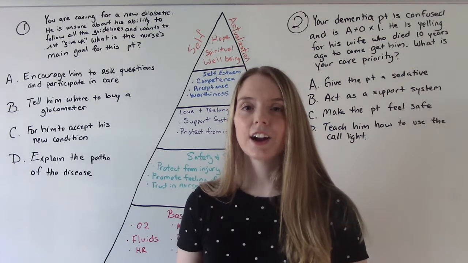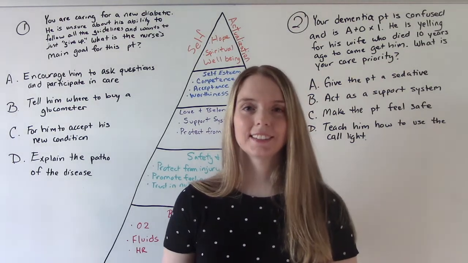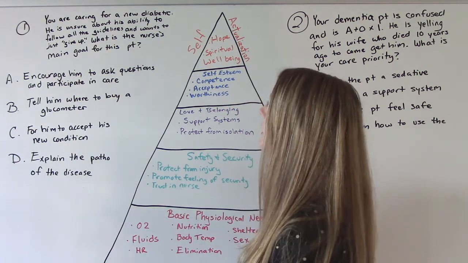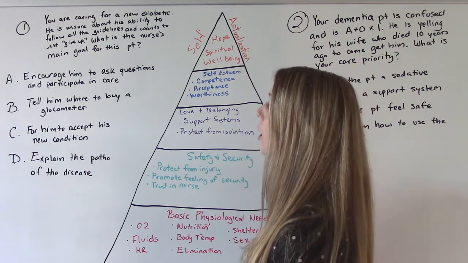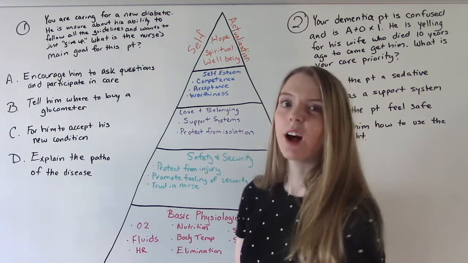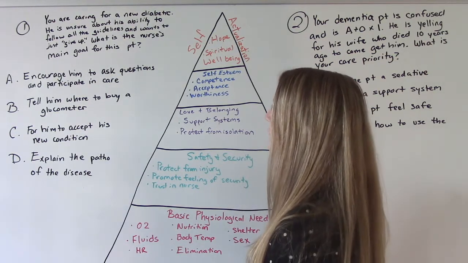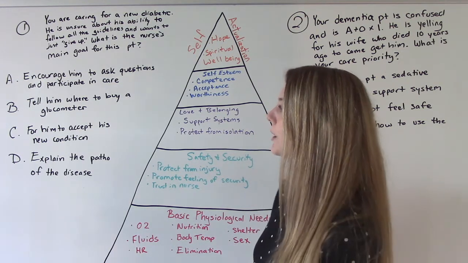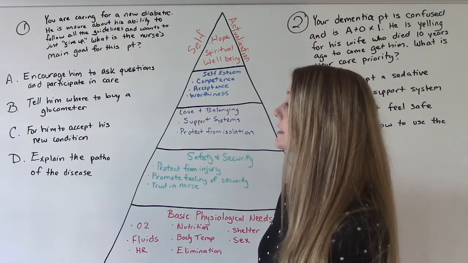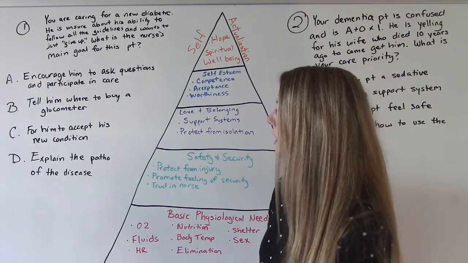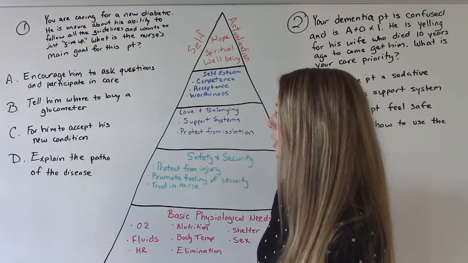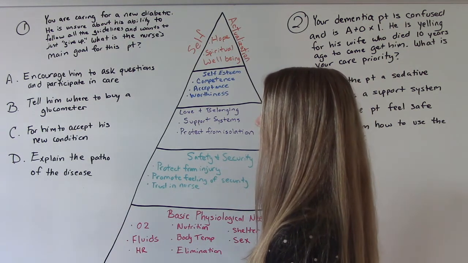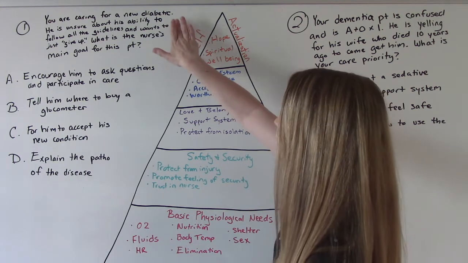Now let's use the hierarchy to help us answer some sample questions. Our first one, you're caring for a new diabetic. He is unsure about his ability to follow all the guidelines and wants to just give up. What is the nurse's main goal for this patient? So we can encourage him to ask questions and participate in care, tell him where to buy a glucometer, to have him accept his new condition, or we can explain the pathophysiology of the disease. So think about what's going on with this patient.